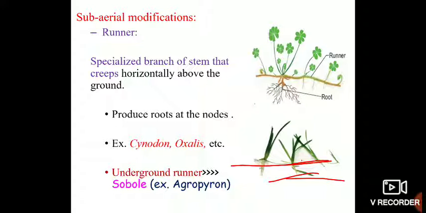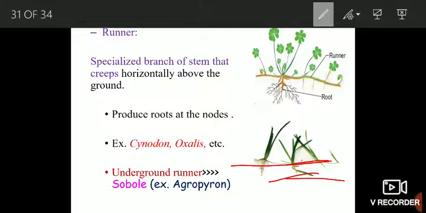First of all, runner. Before getting started with the runner, let me tell you that in a previous part I told you something about the weak stems, and also about the creepers. Creepers are those plants which creep horizontally above the soil surface, and this runner is a type of creeper. Runners are the specialized branches of the stem that creep horizontally above the ground surface.